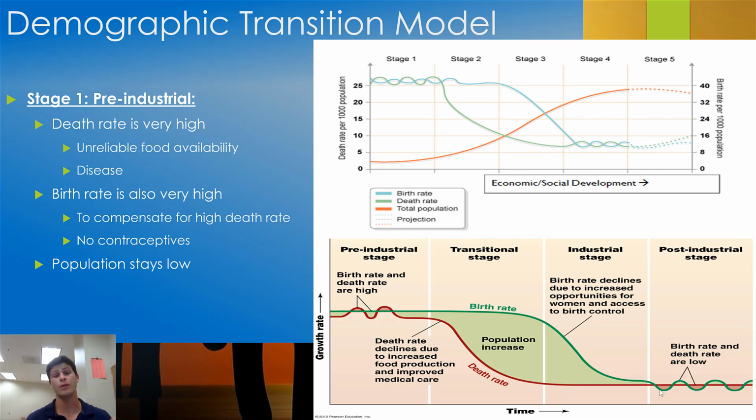And in addition, the birth rate is very high because of a lack of use of contraceptives or family planning or any sort of education. So as a result, because the high death rate equals the high birth rate, the population growth rate is relatively flat and the population is fairly low in number.